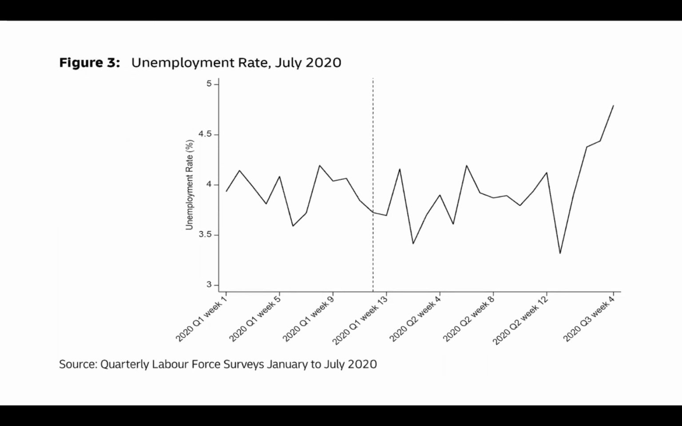Next, we have the unemployment rate in July 2020. You can see that we have fluctuated in the unemployment rate between the first quarter in 2020 to the third in the same year.